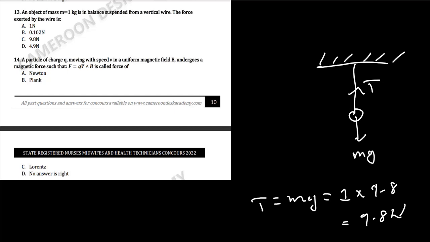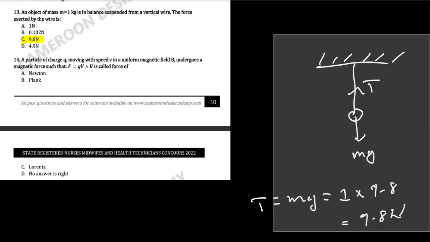So the correct option is option C. Option C is the correct option. Now the next question.